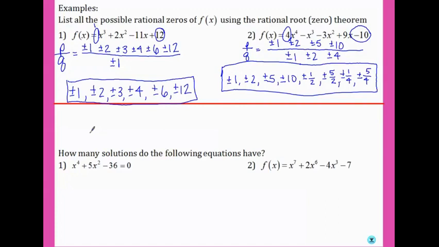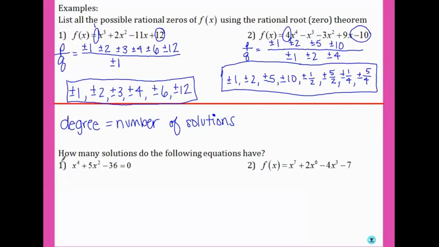All right, next we need to talk about the fundamental theorem of algebra, and I'm going to give you the abbreviated version. The fundamental theorem of algebra basically says that the degree of the polynomial will equal the number of solutions. Now some of those solutions may repeat, which we'll see eventually, but the highest exponent is going to give you the greatest number of solutions you can have.